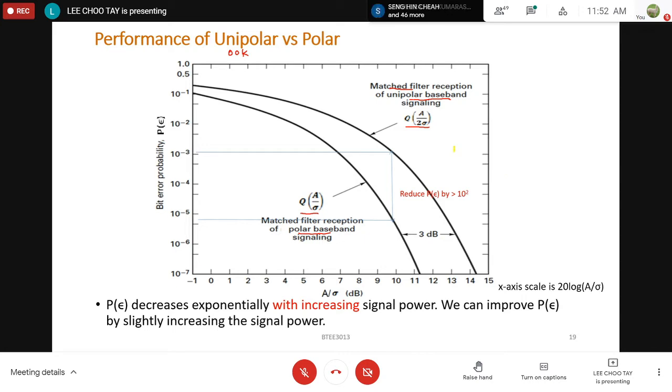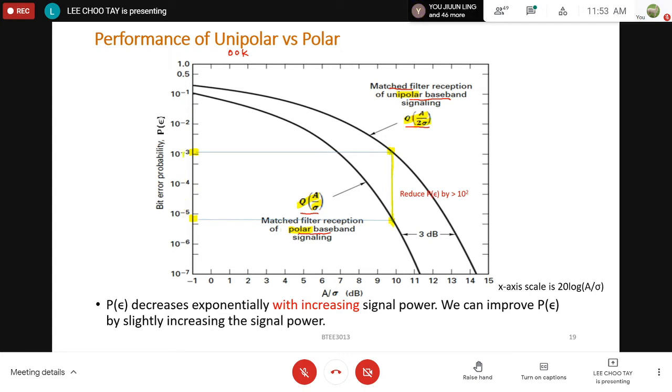If you were to plot the curve, you need to learn how to interpret this curve. Now, if you compare polar signaling, which is Q of A over sigma, with unipolar signaling, which is Q of A over 2 sigma, you can see that if you send your data using these two types of signaling with the same power, unipolar, which is this curve over here, will give you a probability of error of 10 to the power of minus 3, whereas polar will give you a probability of error of about 10 to the power of minus 5.